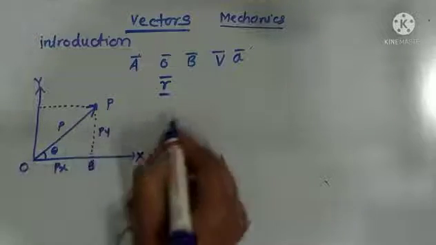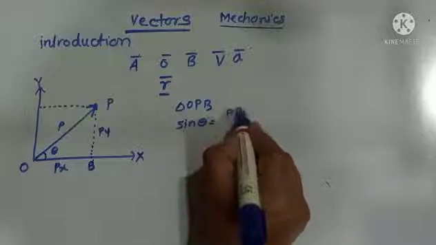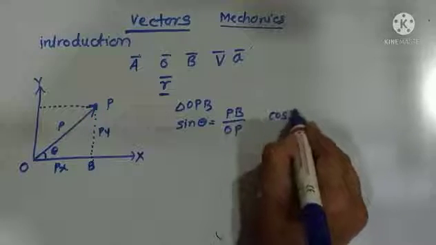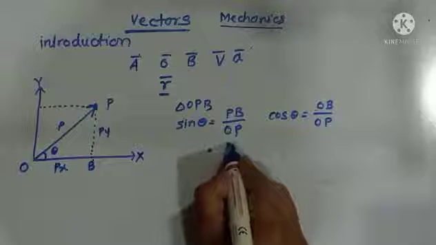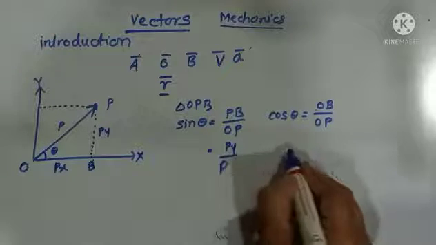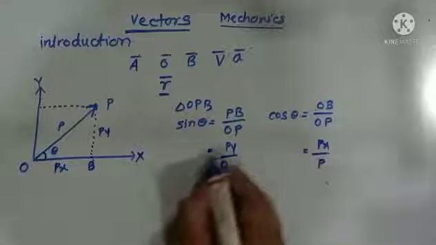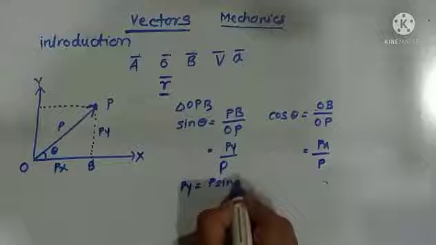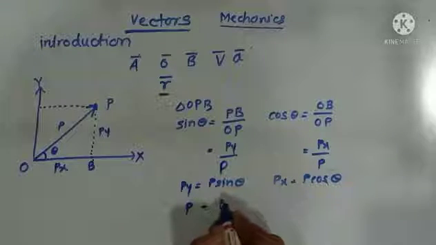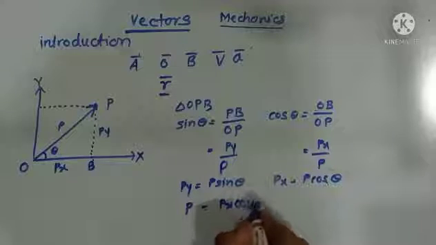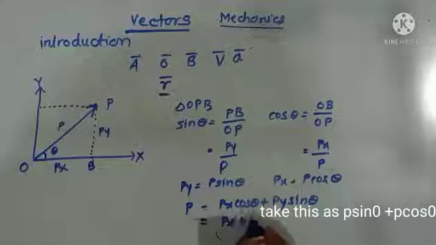From this triangle OPB, we can write that sin theta is equal to PB upon OP and cos theta is equal to OB upon OP. We know that PB is nothing but Py and OP is nothing but P. OB is Px and OP is nothing but P again. So I can write that Py is equal to P sin theta and Px is equal to P cos theta. Together I can write this vector P is equal to Px plus Py.